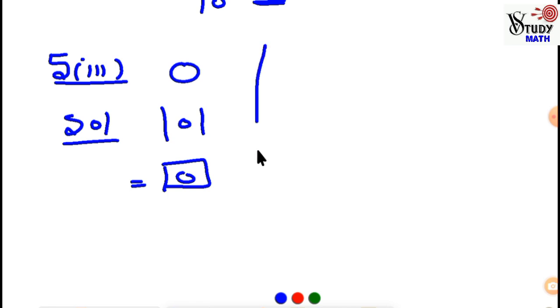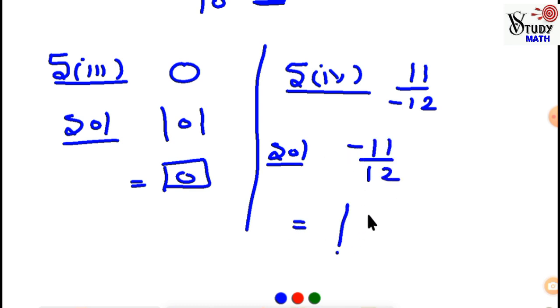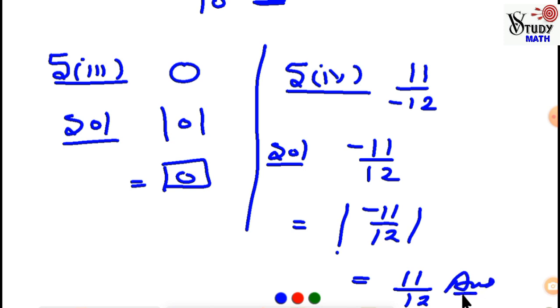Now problem number 4 of question number 5 is given here: 11 upon negative 12. So we can solve this problem. Just write 11 upon 12. Now take the modulus of negative 11 by 12, and the value of this is positive 11 by 12, and this is the answer. Got it? Okay.